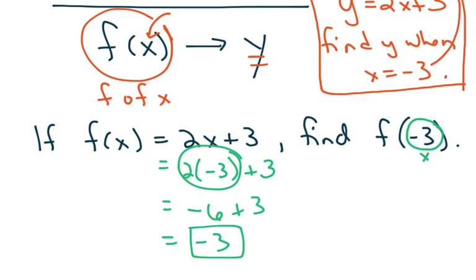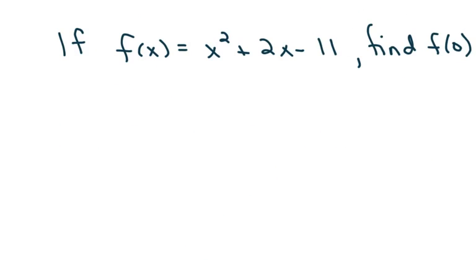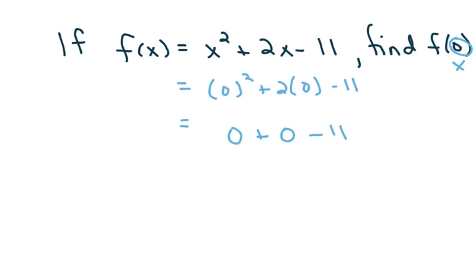You've done function notation before, even though that's not what you may have called it. And it doesn't matter what type of function you're dealing with. So in this one, we're going to do a quadratic function. In the last one, we did a linear function. So if f of x is equal to x squared plus 2x minus 11, find f of 0. That says plug 0 in everywhere you see an x. It replaces every x because you got to get rid of the x. Well, 0 squared is 0, 2 times 0 is 0, and 0 plus 0 is 0, and 0 minus 11 is negative 11.